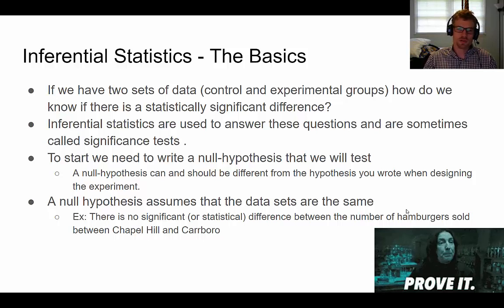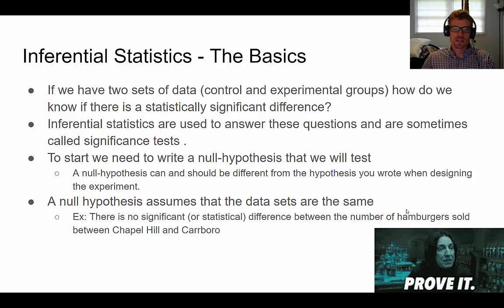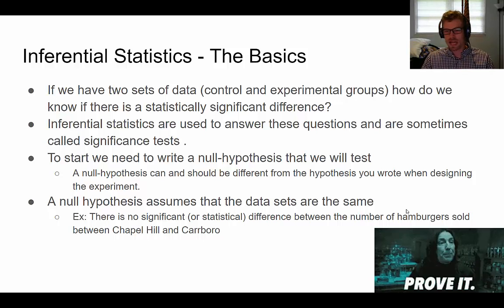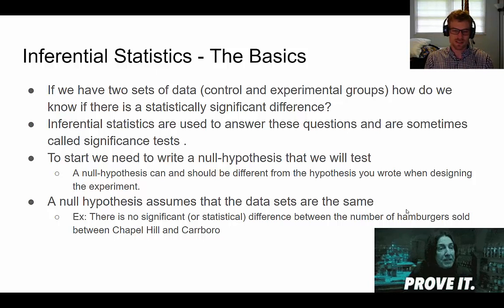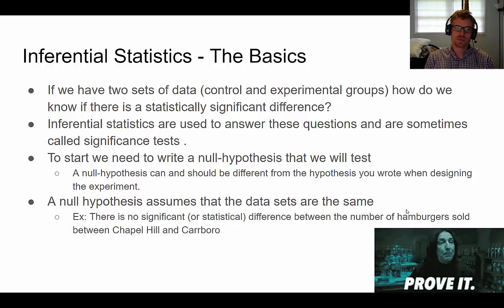To start with, you're going to need to write a null hypothesis, and that is what you're actually testing. So when you came up with your hypothesis at the beginning of the experiment, that was for your overall big experiment. The null hypothesis is specifically for the statistical test, and it is only something that can be answered using the statistical test. When you write a null hypothesis, you're going to write it such that you assume that the data sets are the same.